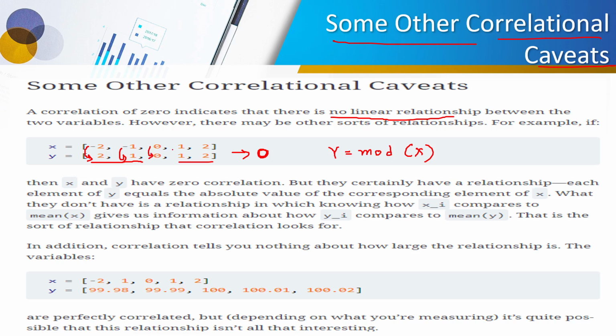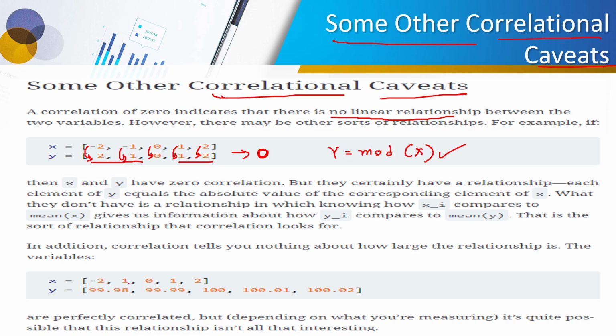If X is 0, Y is 0. If X is 1, Y is again 1. X is 2, Y is again 2. So Y is mod of X. This type of relation does not come inside a linear relationship, but this is also possible. This is also one type of relationship. That's why it is mentioned as some other correlation caveats. Okay, clear? Then next caveat we have.